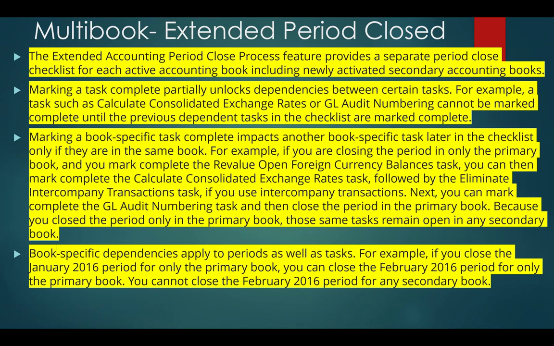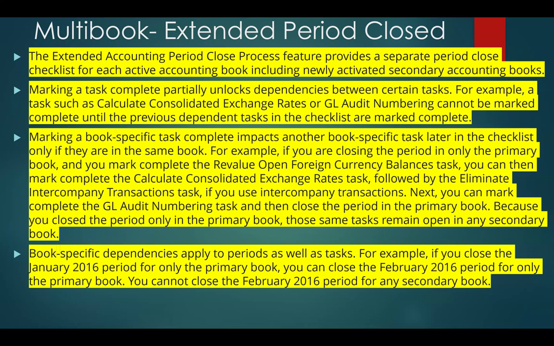There are task dependencies from one task to another, but only book specific. In terms of primary and secondary books, there is no dependence. The period will not be considered closed unless and until all the parallel books have been closed for that specific subsidiary. The dependencies are book specific.